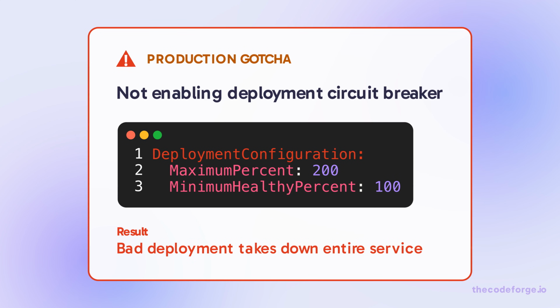Without the circuit breaker, a bad image push replaces all healthy tasks with failing ones, taking down the entire service. Enable deployment circuit breaker with rollback to automatically revert to the previous task definition when new tasks fail.